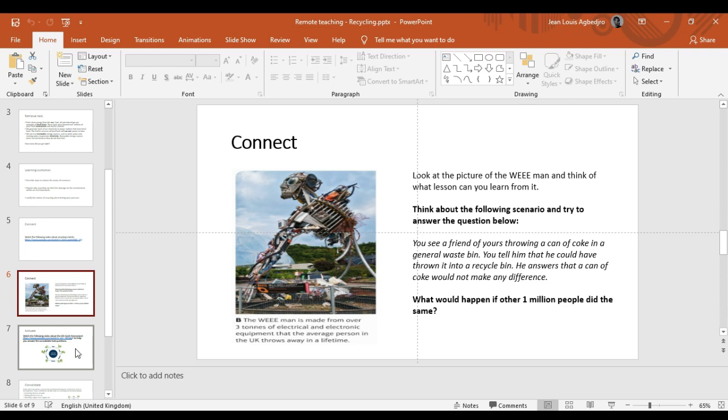So now I ask you to think about the following scenario and try to answer the question. You see a friend of yours throw a can of Coke in a general waste bin, not in a recycle bin. Especially after this lesson, you tell him, oh, you could have thrown it into a recycle bin. Maybe the recycle bin was just next door, just beside the normal waste bin.